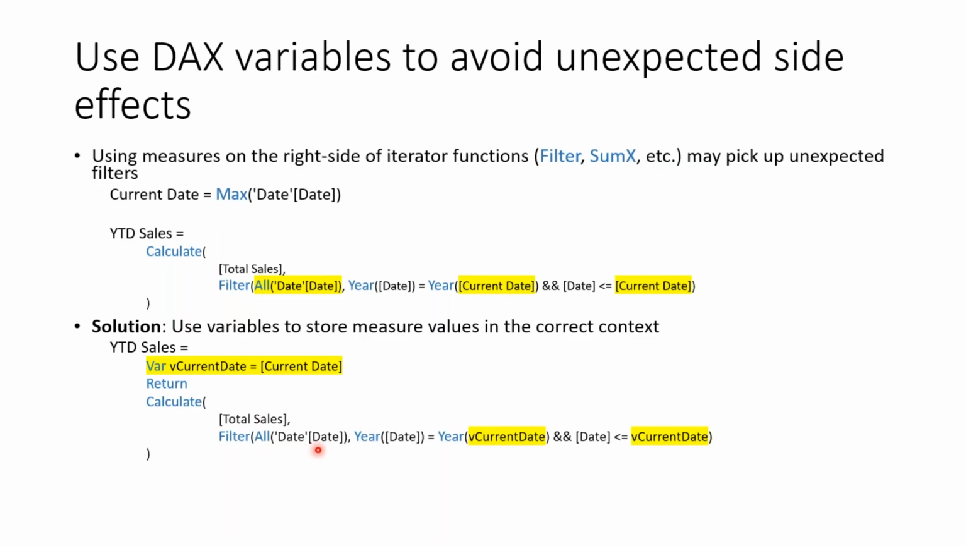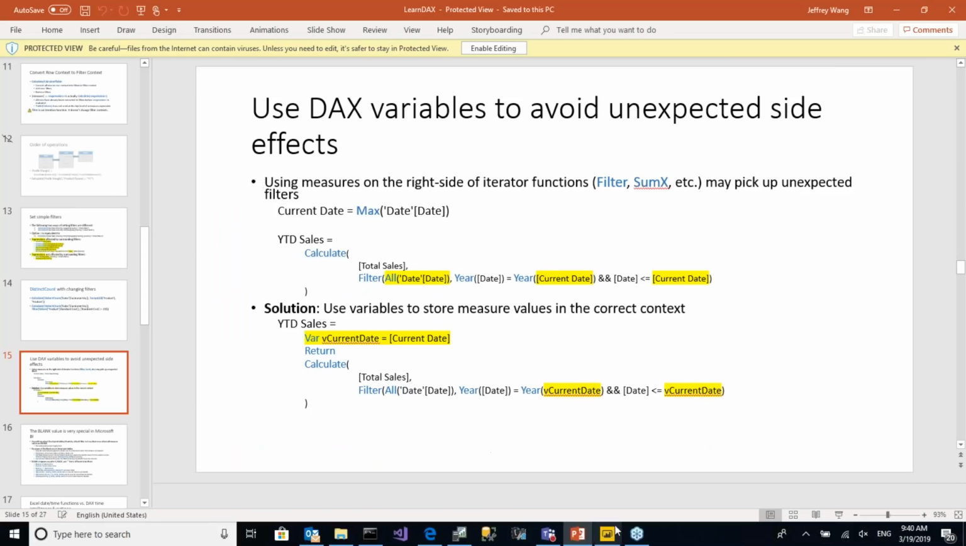And then inside my iteration, I'm still doing the same thing. I want to filter all of the dates, and then the year of the date has to be year of the variable, which is the selected date, and then the date itself has to be less than or equal to the selected date. Because now for the selected date, I'm using a DAX variable that's evaluated before I enter the iteration. This measure no longer is affected by my current filter in the iteration itself. So let's see how it works out.